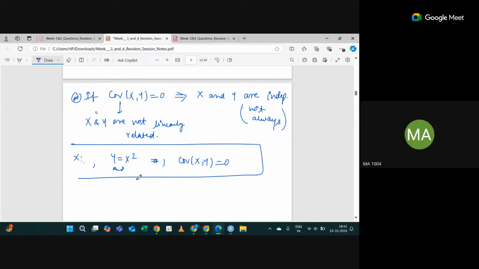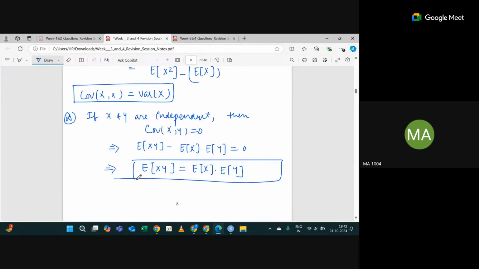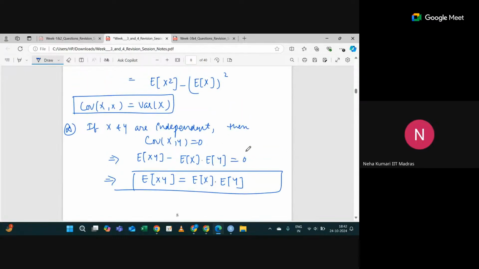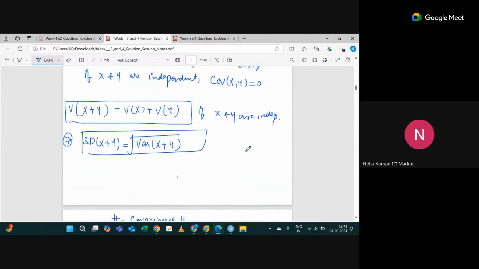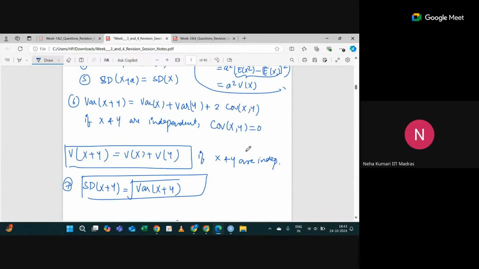Excuse me, sir. Could you please show the properties, the last property? Actually, I missed that. You want to take a screenshot? No, sir. I just want to see something. I missed one term. Now it's fine. So, properties of variance, last part. Oh yeah, this one.